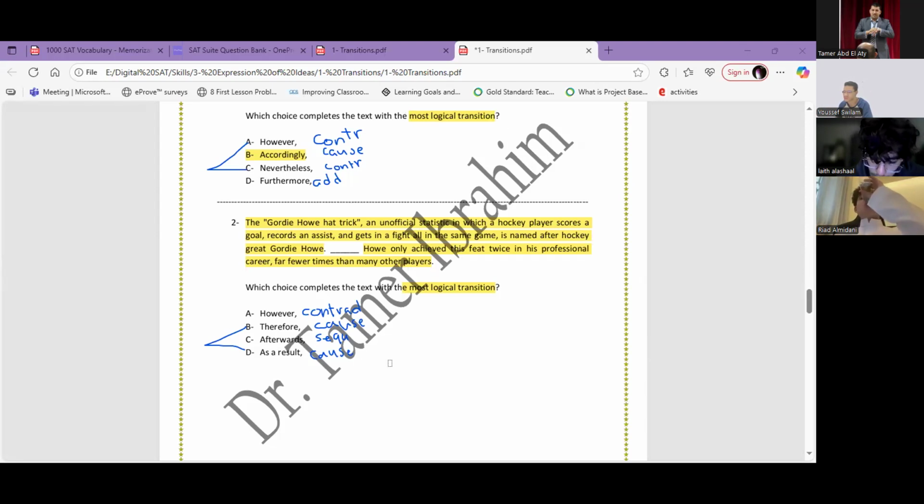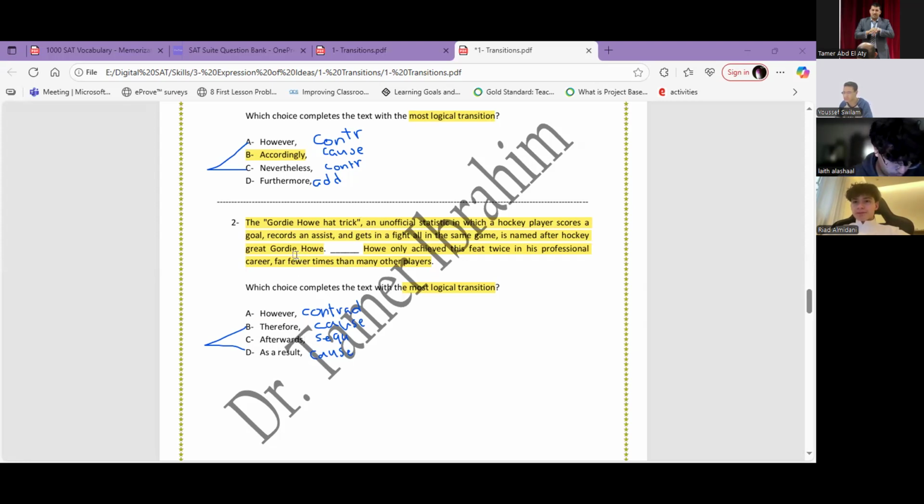Again, when we find the most logical transition, this is a transitional skill. Look at the words first: however, contradiction; therefore, cause and effect; afterward, sequence. Open your camera, Riyadh. As a result, cause and effect. So now I'm gonna put B and D aside. I'm not gonna cancel them. I'm gonna put them aside. And look, contradiction can work or sequence. Look, it says sentence before and sentence after.